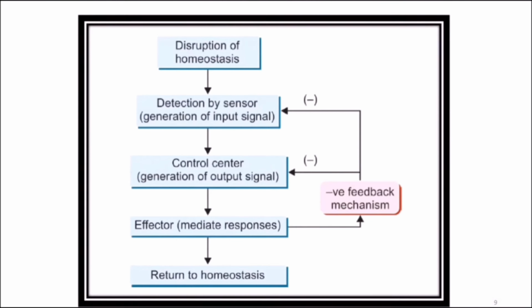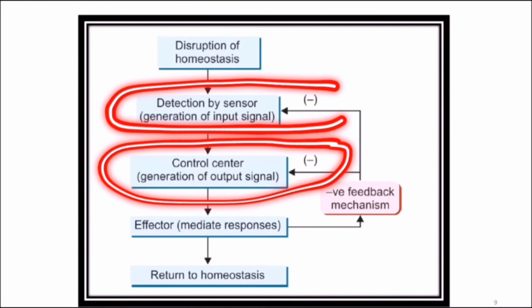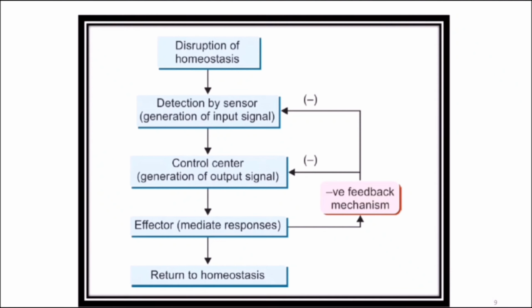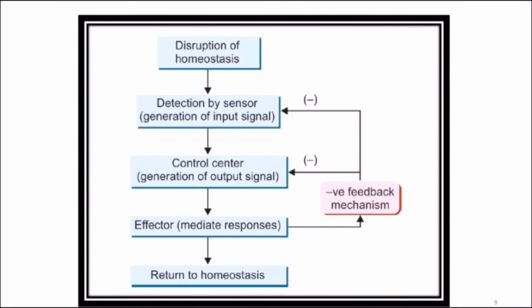See this flowchart. If there is a disruption of homeostasis, it has to be detected by the sensor and it generates an input signal here. This signal has to go to the control center. There is a generation of output signal from the control center. It has to go to the effector. The effector is what mediates the responses, and in turn a negative feedback mechanism takes place here. The regulation takes place either by inhibiting the control center or by inhibiting the detecting part, the sensor part. It can either inhibit the control center or it can inhibit the sensor. Okay, thereby it can return to homeostasis.